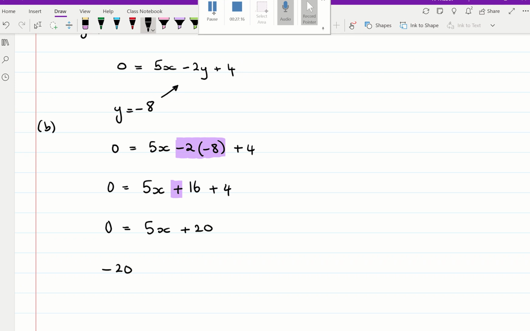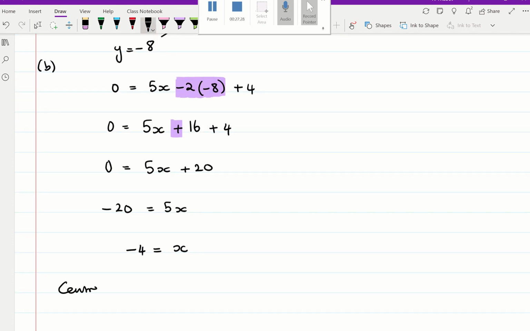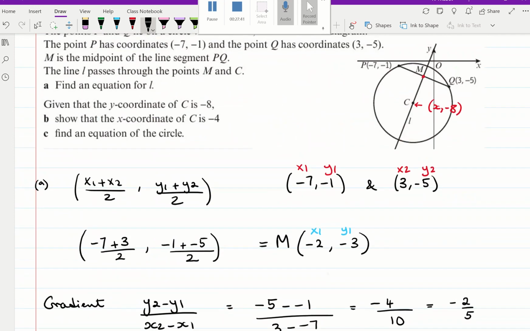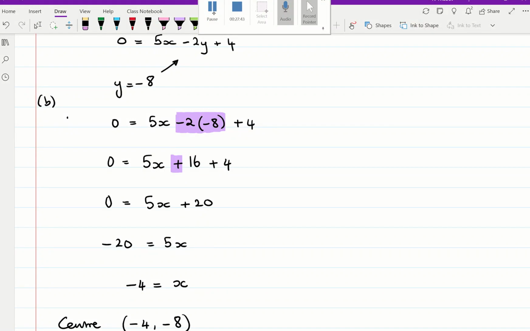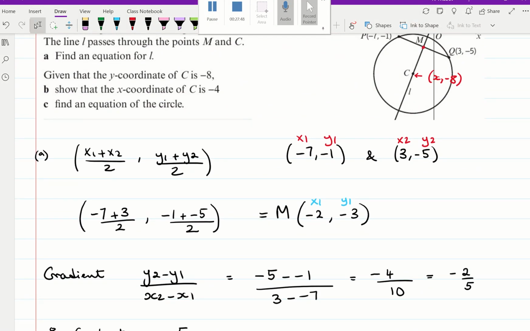So this is negative 20 equals 5x. And I divide both sides by 5. X is negative 4. So I now know that the center of the circle is negative 4, negative 8. And I think this was the first question. Oh no, it was just B, and then there was a C. Okay, there's a C. So find an equation of the circle.